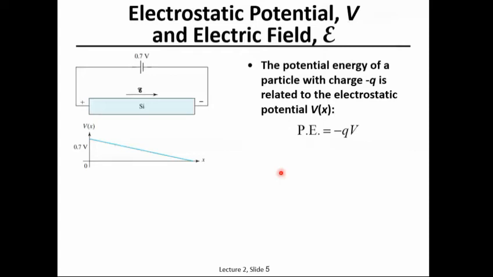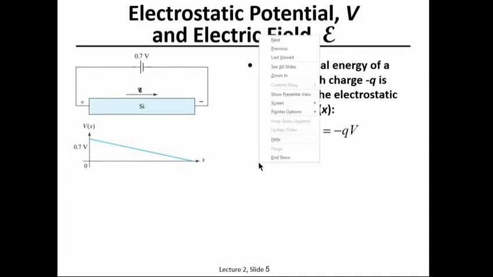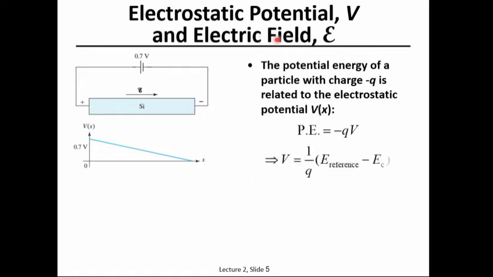We talked about potential energy equal to QV, where V is a function of distance. We're saying electrostatic potential V of X, so we relate the potential energy to the charge times voltage, where V is equal to 1 over Q, E reference minus EC. So here again, what I'm saying is that the E reference is where the electrons are found in the conduction band, so it's E minus EC.